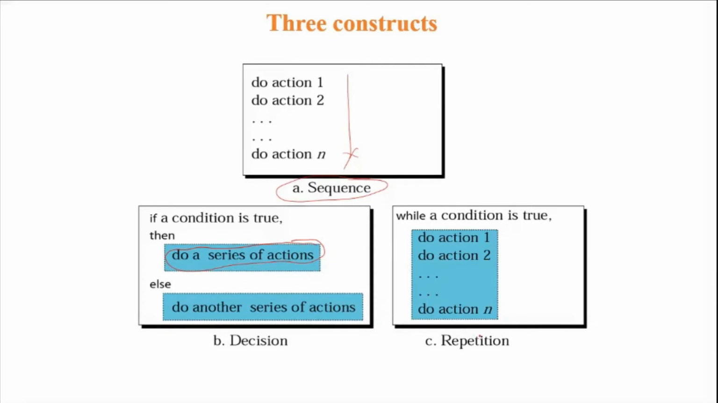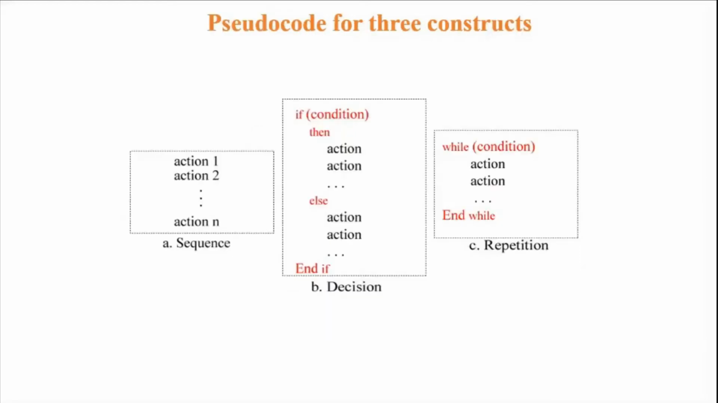Then the third construct in an algorithm is the repetition construct. That is, while a particular condition is true, do action 1, do action 2, up to do action n. The series of actions need not always be a sequence. It can be a decision or another repetition or another sequence also, that is possible. So these are the three constructs. Then the pseudocode for the three constructs, first the sequence.